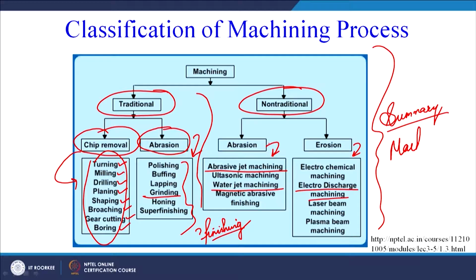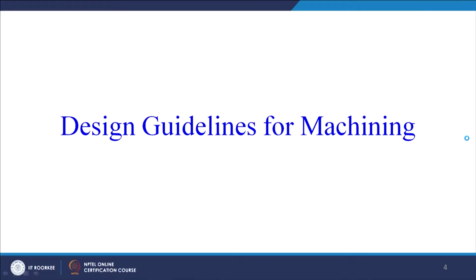of machining. But since the material has to be removed, we have to take care how we must design our product so that it is easy to machine. So a wide variety of processes are there, but we have to see, when the material has to be removed, what are the guidelines that must be taken care of. So now let us see what are the design guidelines for machining operation.